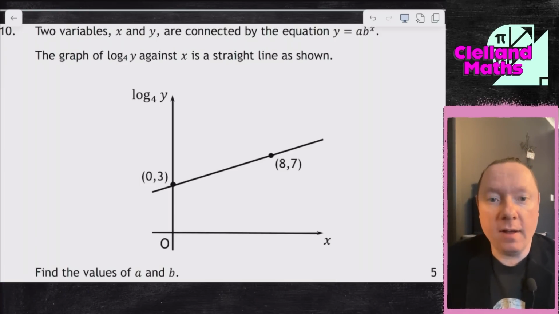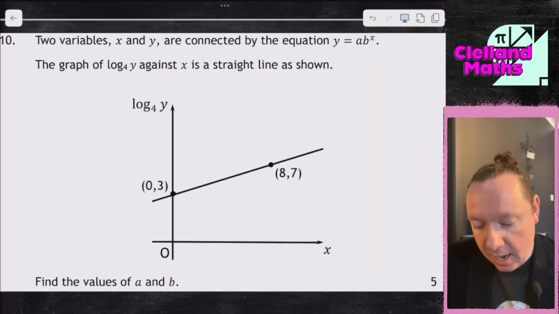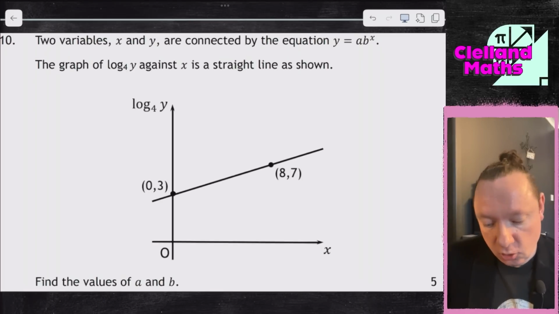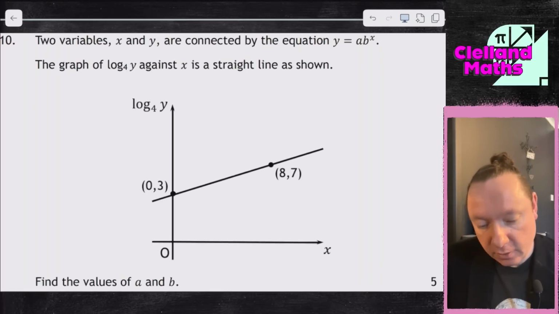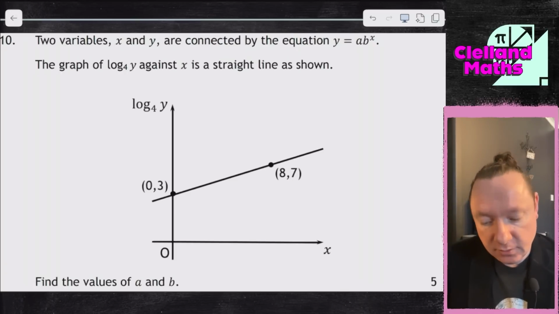SQA Higher Maths 2025 Mock Paper 2 Question 10. Two variables x and y are connected by y equals ab to the x, and the graph of log 4 y against x is shown, and it gives us a couple of points, and we have to find the values of a and b. Now there's lots of ways and tricks you can do with this, but I just start from the basics for these ones.